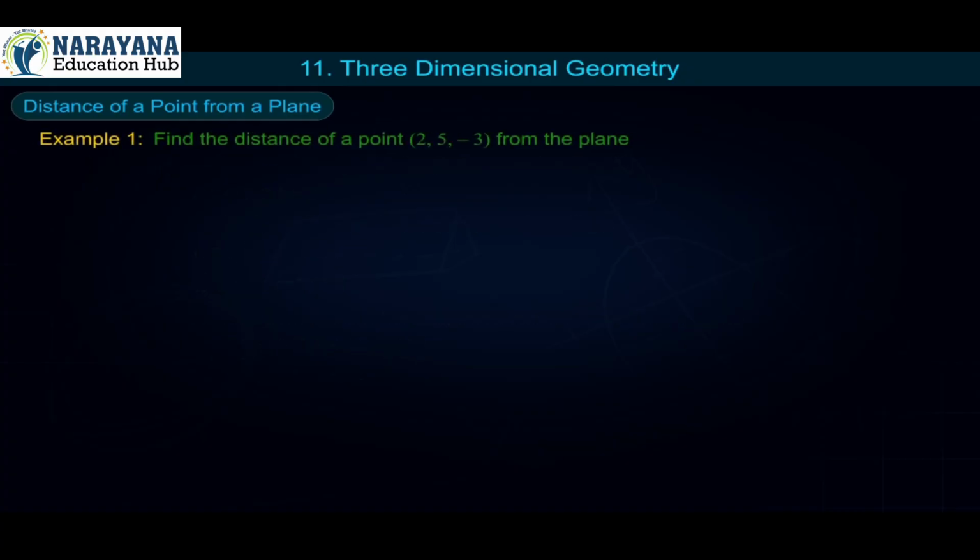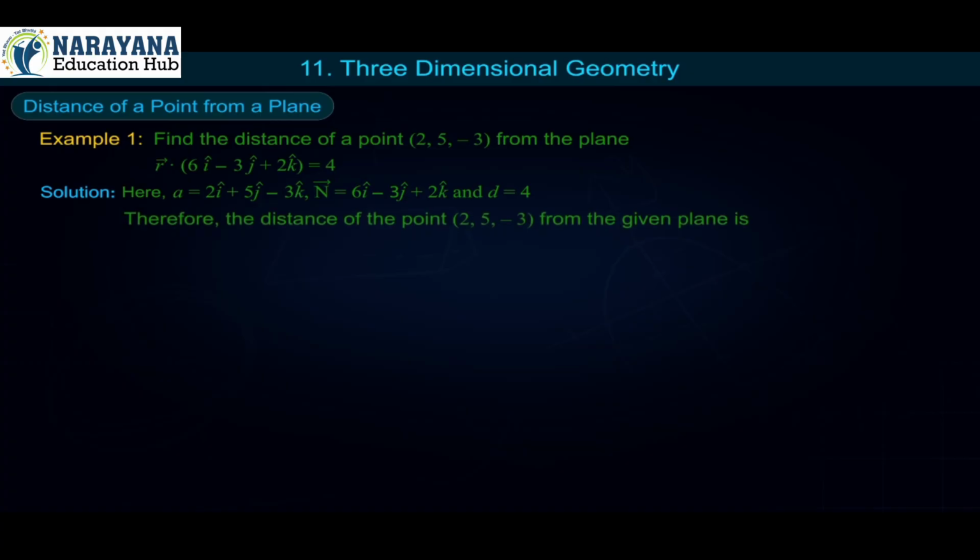Example 1. Find the distance of a point (2, 5, −3) from the plane vector r · (6 i cap − 3 j cap + 2 k cap) = 4. Solution. Here, vector a = 2 i cap + 5 j cap − 3 k cap, vector n = 6 i cap − 3 j cap + 2 k cap, and d = 4.